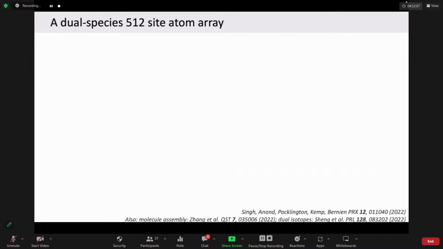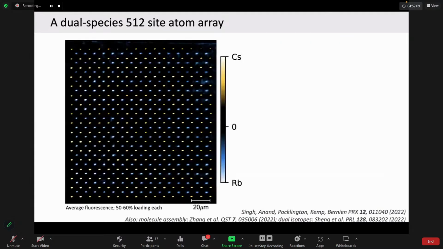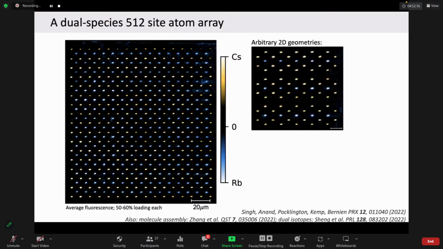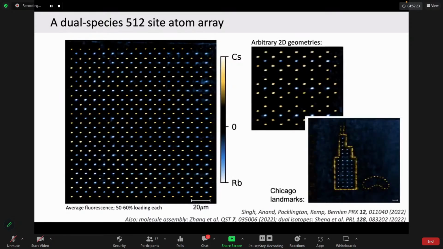So what does this look like? Well, I've already shown you in my title slide. We have now these dual species arrays. They could be in a regular pattern, or we could, because we have 2 spatial light modulators, put them independently of each other where we want them. We also can make inspiring pictures, maybe of Chicago landmarks, and with that have a lot of fun. But of course, these are just pretty pictures so far. So let me actually show you one first small application where we use this independent control and readout.